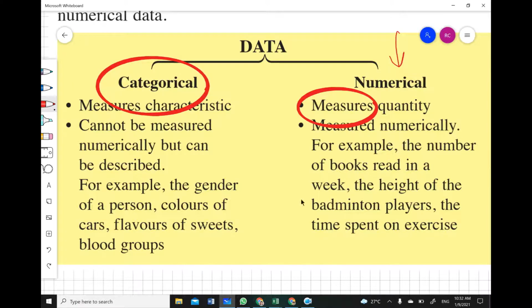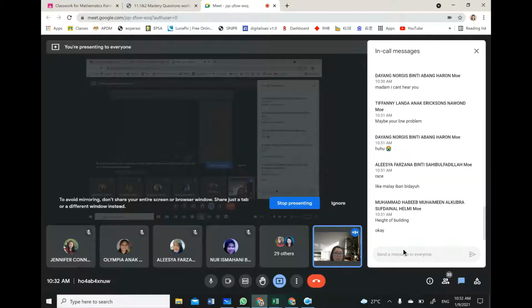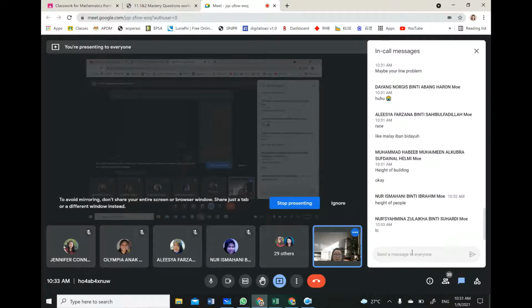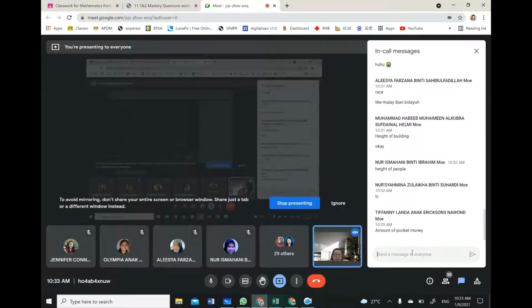Okay, so now, do you have any other example of numerical data? You give me example. You can type down. Let us check together what thing is that. If I say the height of people, okay, this one is numerical data. Very good. Any more? Number of pen that I have. Number of pen, numerical data. Amount of pocket money, correct, numerical data.